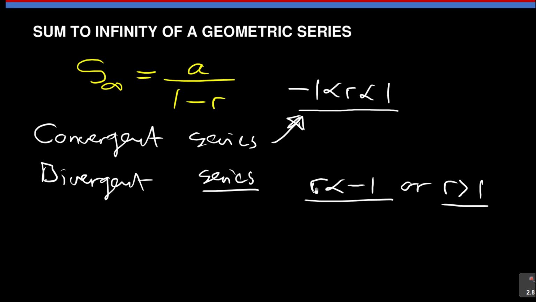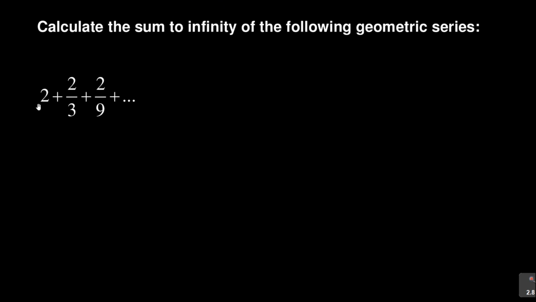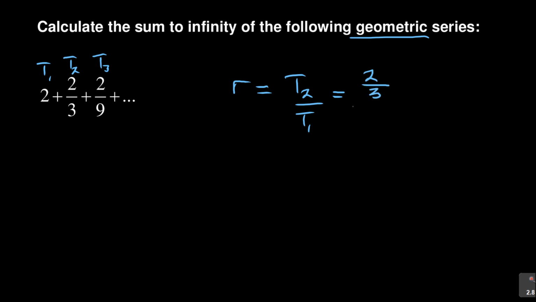Now let us make an example of what we're talking about here. It says calculate the sum to infinity of the following geometric series, and then they give you that. Don't forget, I'm just going to work it from here. This is your T1, your T2, and your T3. The first thing you need to do is calculate the common ratio. So r is T2 over T1, which is equal to what? Because already they told us this is a geometric one. Which is 2 over 3 and then divided by 2.